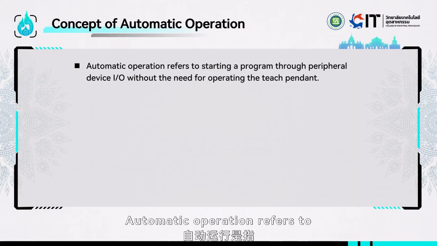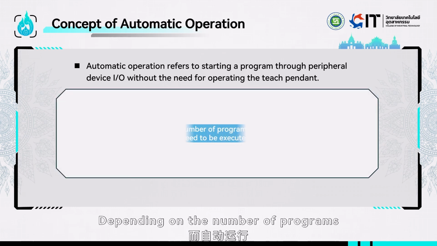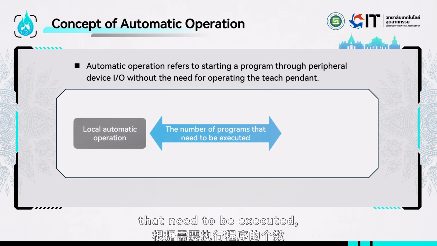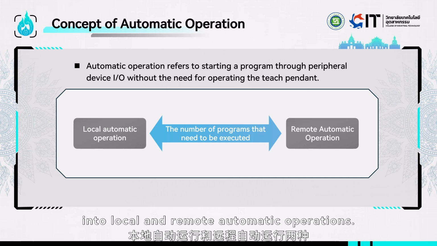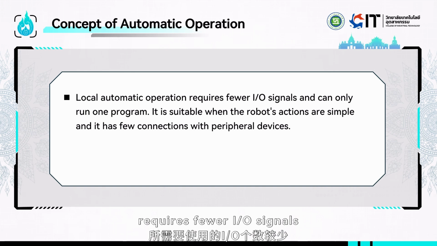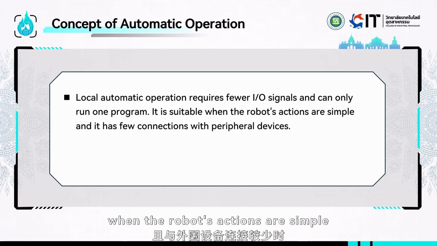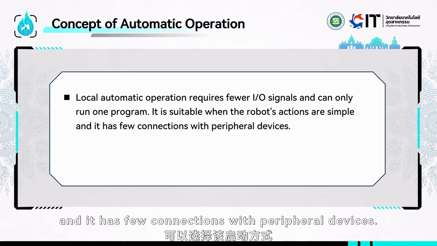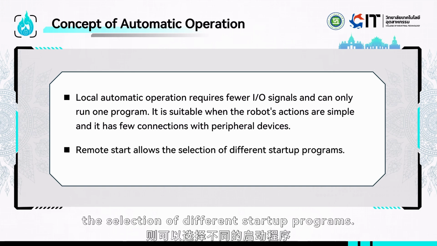Automatic operation refers to starting a program through peripheral device I/O without the need for operating the teach pendant. Depending on the number of programs that need to be executed, automatic operation can be divided into local and remote automatic operations. Local automatic operation requires fewer I/O signals and can only run one program. It is suitable when the robot's actions are simple and it has few connections with peripheral devices. Remote start allows the selection of different startup programs.